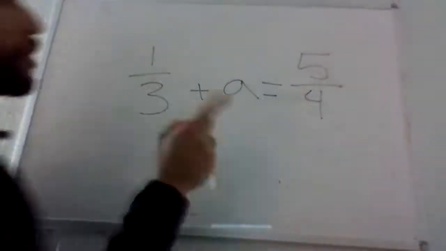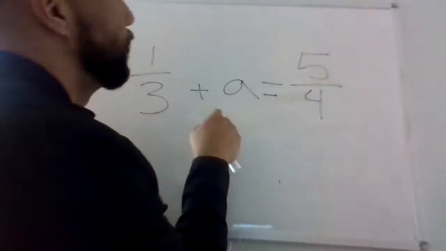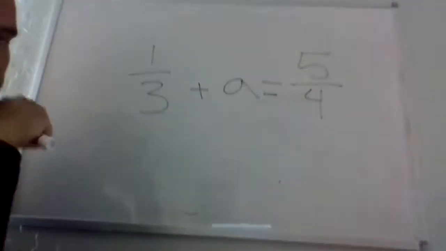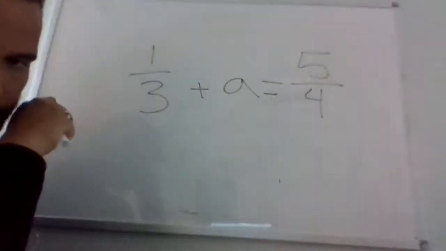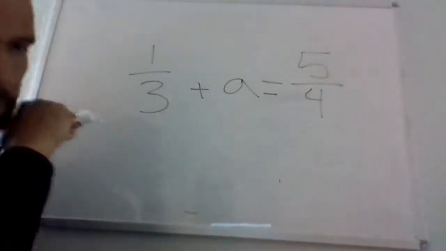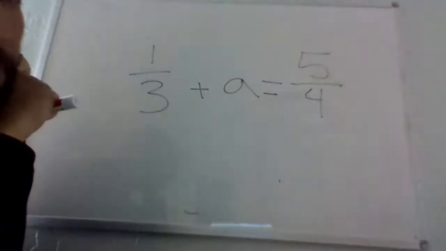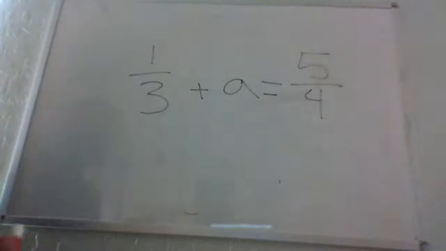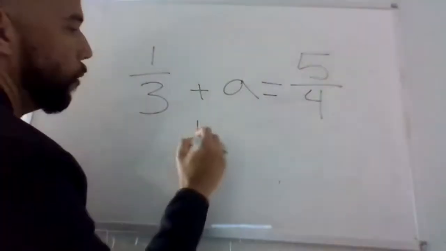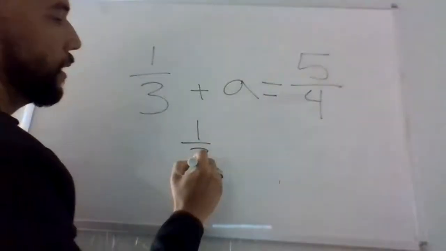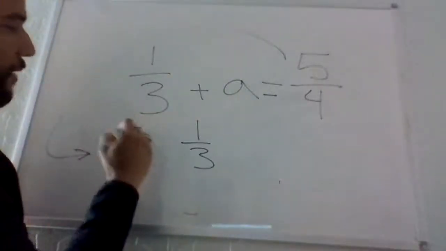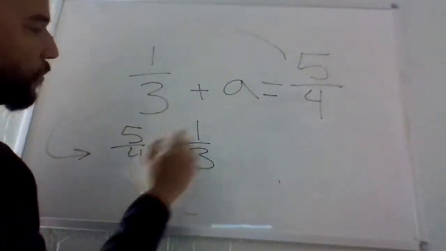So now the question becomes, so we know we have to do that. Now, is 1/3, can I subtract that by 5/4? Are those fractions the same? Are they equivalent? No. So what do I need to do first? That's where I'm stuck at. Okay, so let's rewrite that. What we really have here is 5/4 subtracted by 1/3.